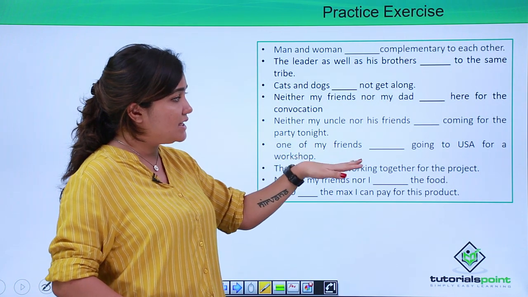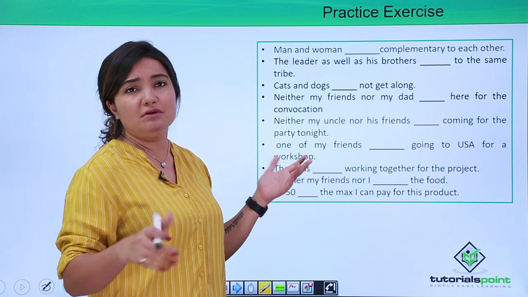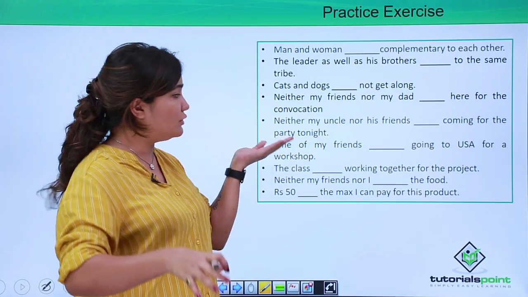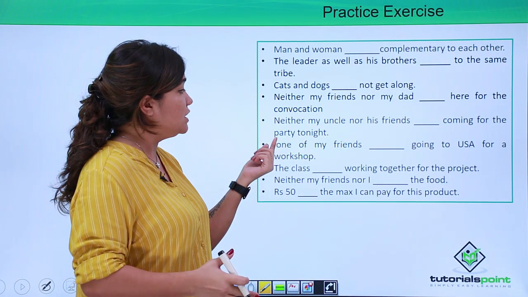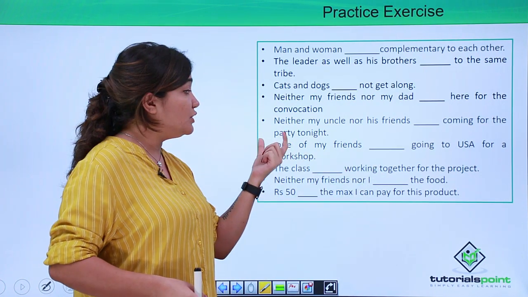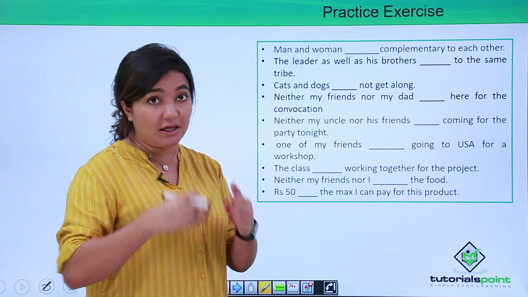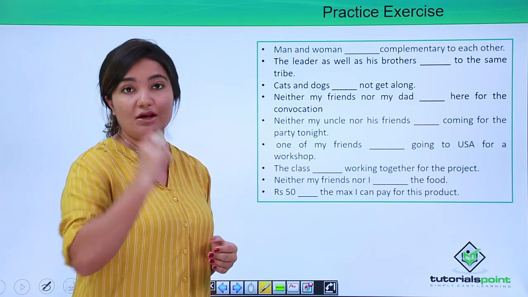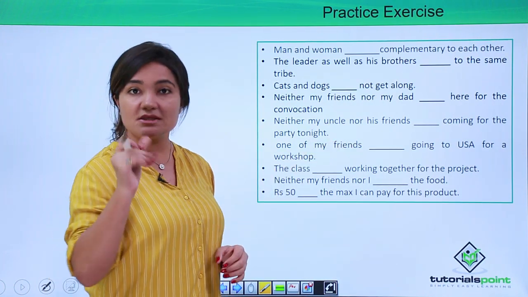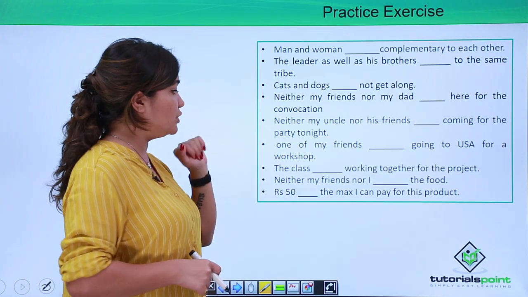One of my friends dash going to USA for a workshop. So it's very simple. You can use any rule that you want to, but I'll tell you a very basic thing that you can actually use here. So one of my friends, so though you're using friends here, you're talking about one of your friends, which means that the entire conversation here is about a singular subject. So because it is about a singular subject, it is going to be followed by a singular verb. So one of my friends is going to USA for a workshop.